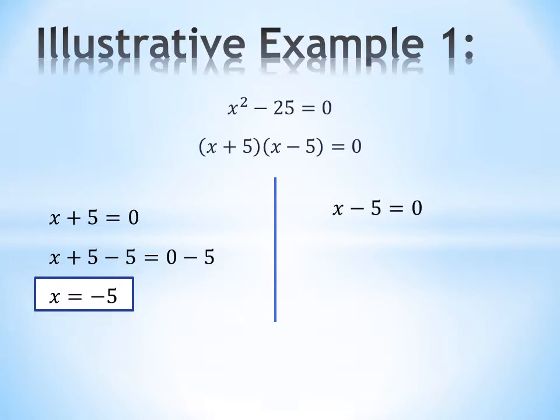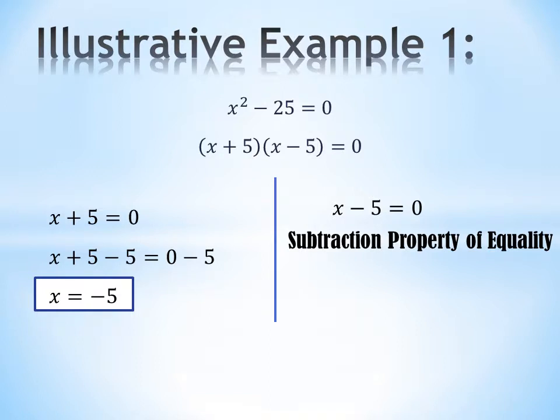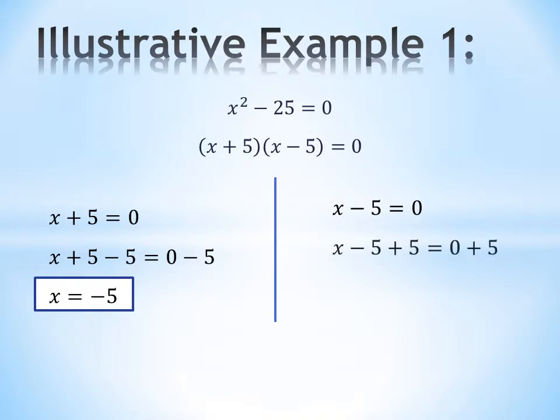For the second factor, we have x minus 5 equals 0. Using again the subtraction property of equality to find the value of x, we have x minus 5 plus 5 equals 0 plus 5. We know that negative 5 plus positive 5 is equal to 0, which means that the remaining value on the left side of the equation is just x, and 0 plus 5 is positive 5. Therefore, x equals 5. So the solutions for our polynomial equation are negative 5 and 5.